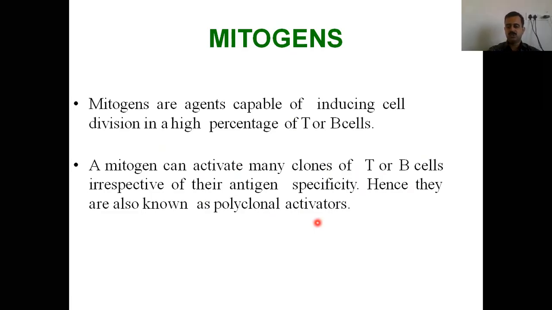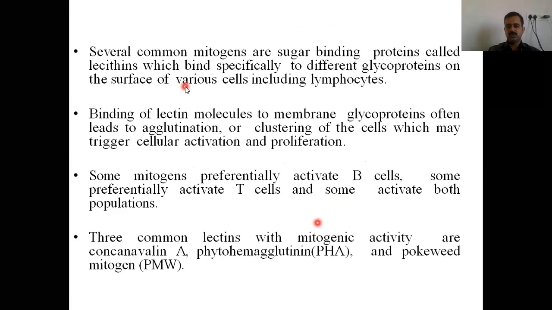For example, what are the examples of mitogens? Several common mitogens are sugar binding molecules called lectins. So, these are glycoproteins. Lectin molecules on membranes, glycoproteins, often lead to agglutination reactions. So maximum agglutination reactions are generated with the help of these mitogens. They preferably activate B cells, and some activate T cells. Preferably B cells are activated with the help of mitogens.